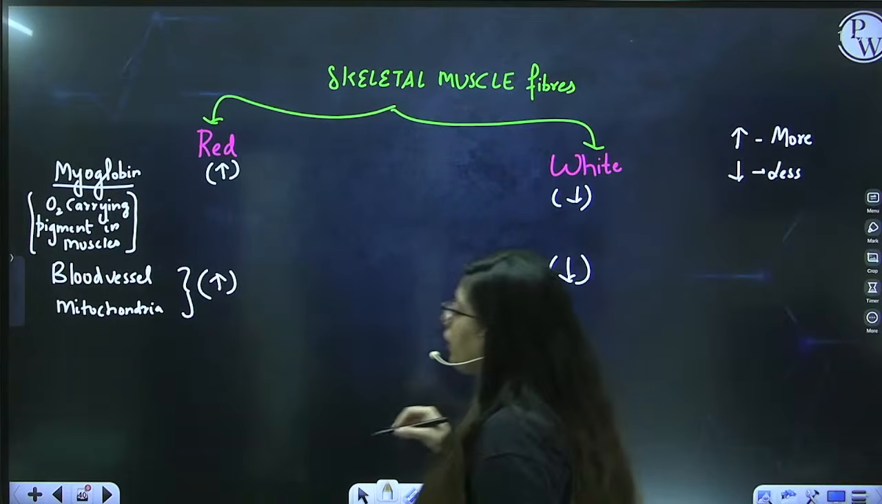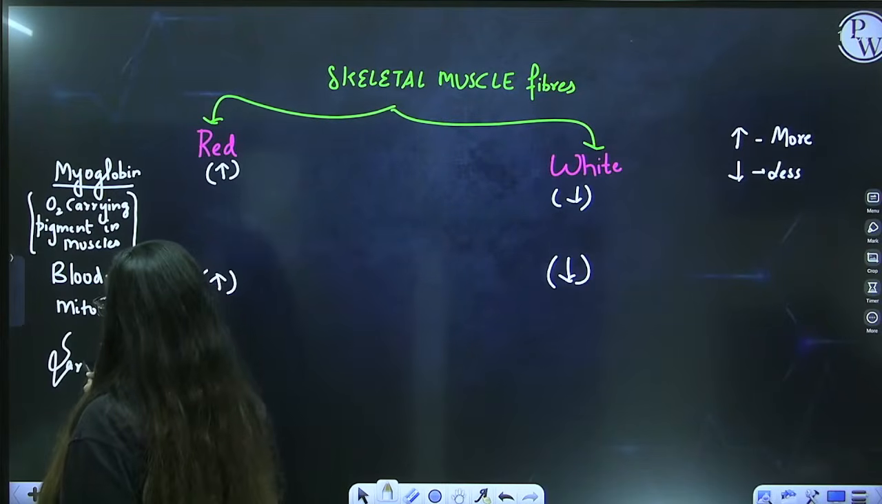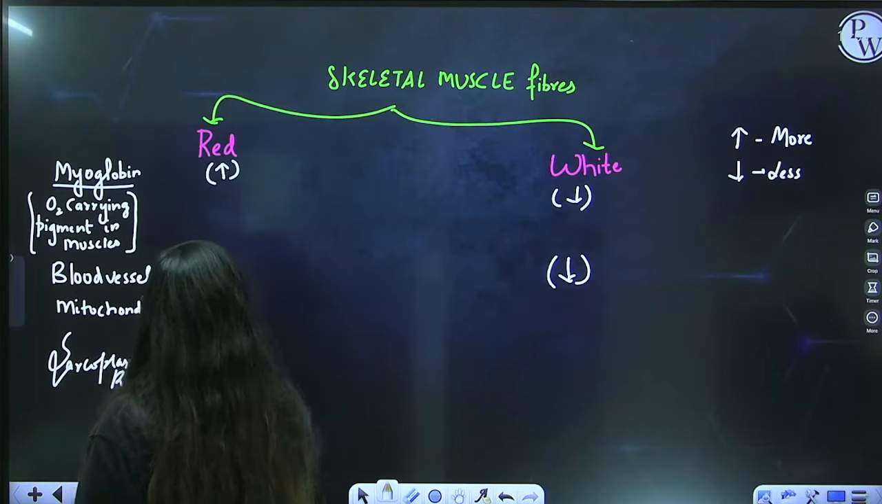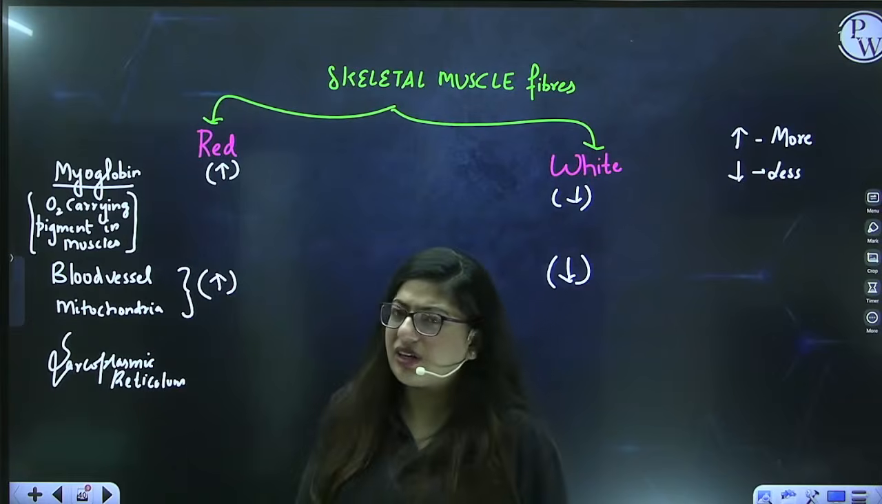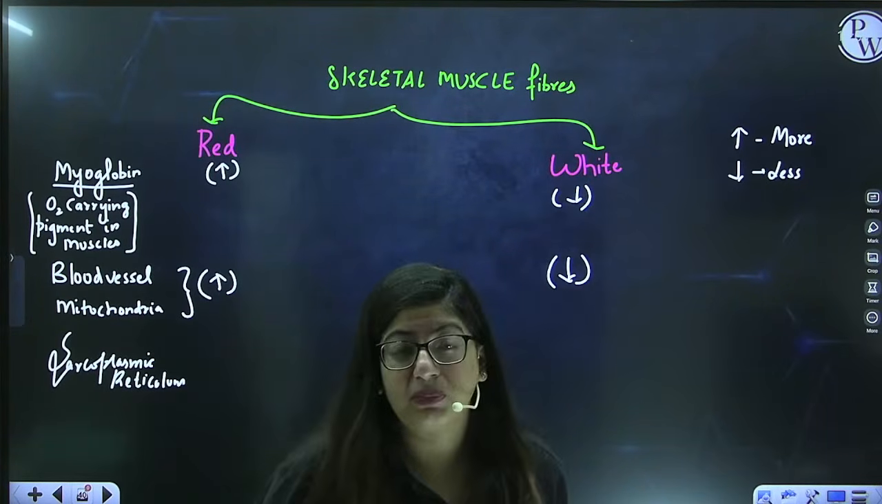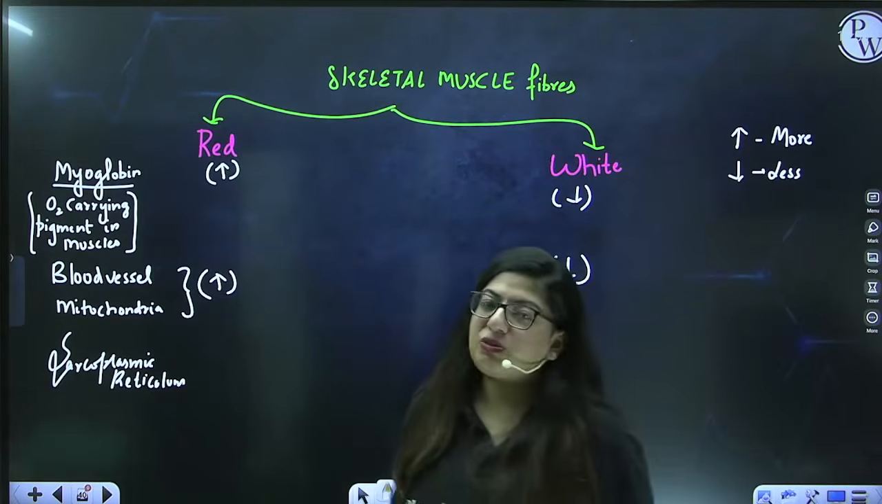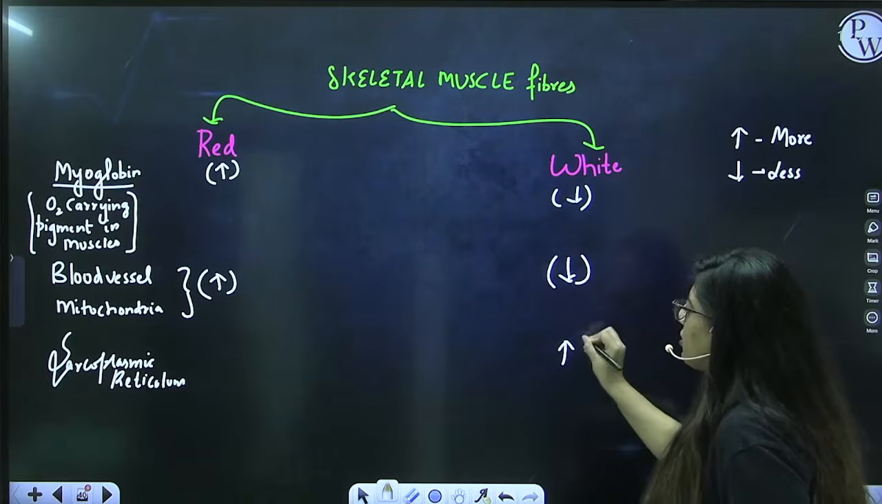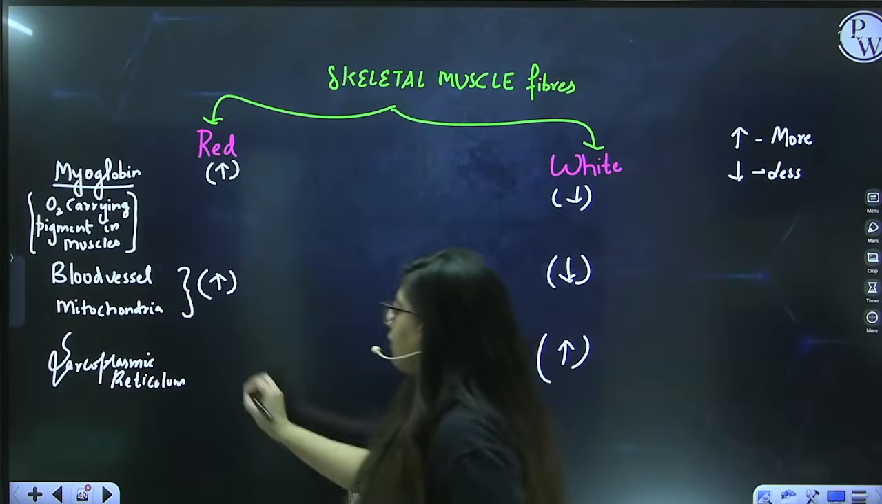Okay, now sarcoplasmic reticulum. Sarcoplasmic reticulum stores calcium ions. And anything that has calcium in it, what is the color of that thing? Milk has a lot of calcium, it appears white. Bones have calcium, they also appear white. Just like that, white muscle fibers are white because they have more sarcoplasmic reticulum, and red muscle fibers have less of it.